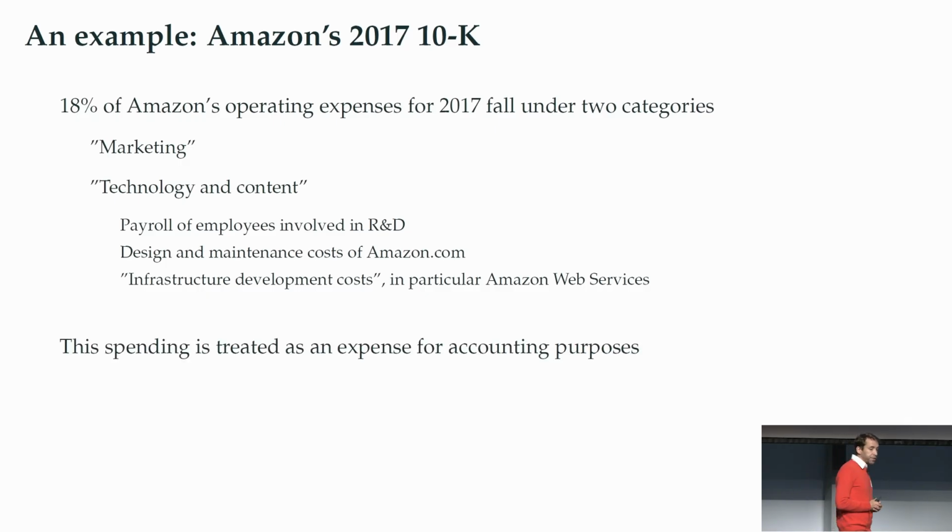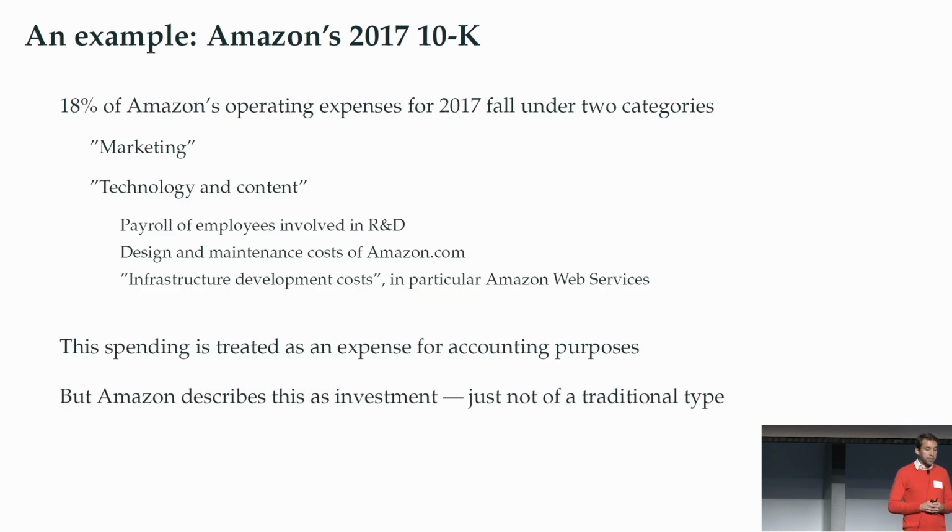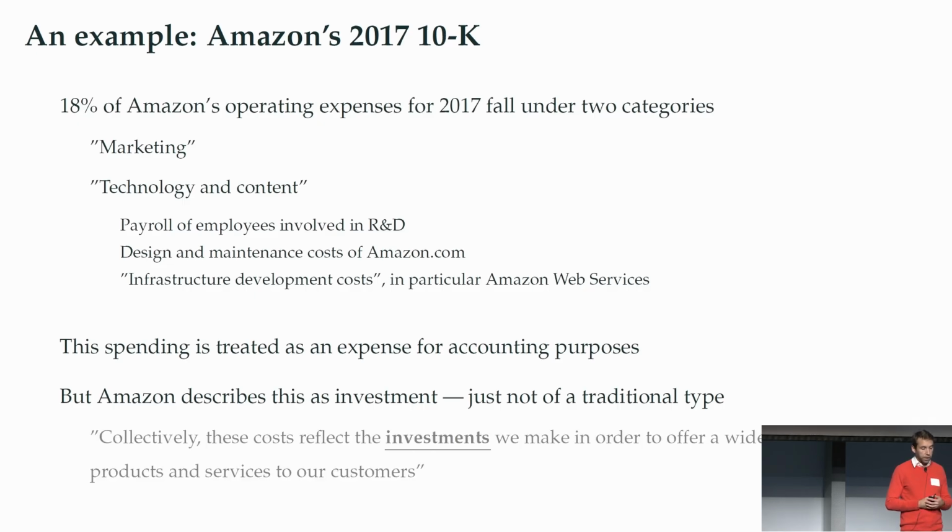Now, all of this stuff in accounting data, and to a large extent in national accounting data as well, is treated essentially as an expense or an intermediate purchase. However, Amazon themselves describe this not as a current expense, but as an investment, just not of a traditional type. In fact, this is what they say about these items: collectively these costs reflect the investments we make in order to offer a wide variety of products and services to our customers. So this is the notion of intangible investment in a very concrete case.